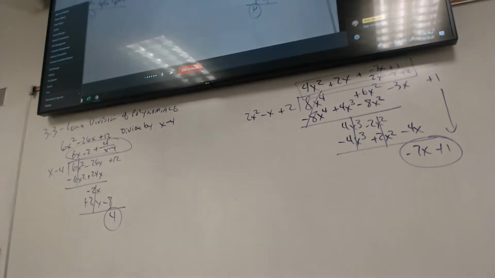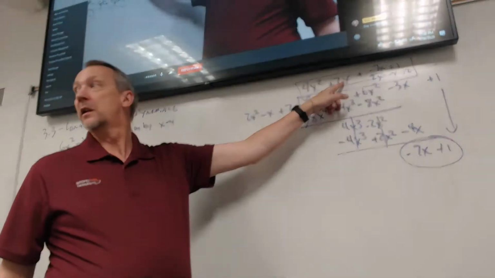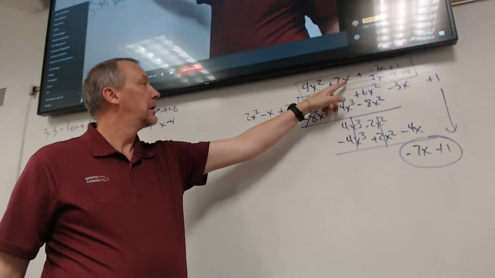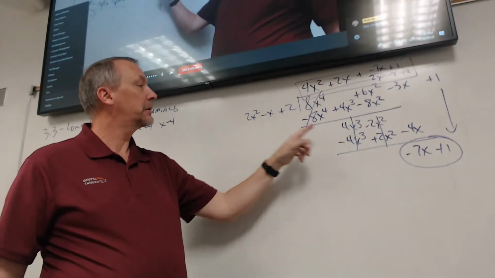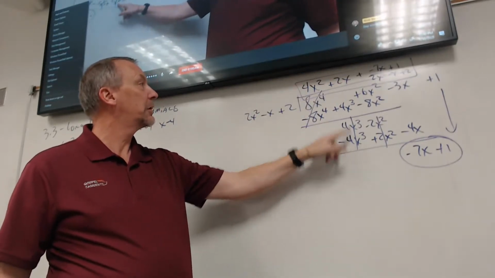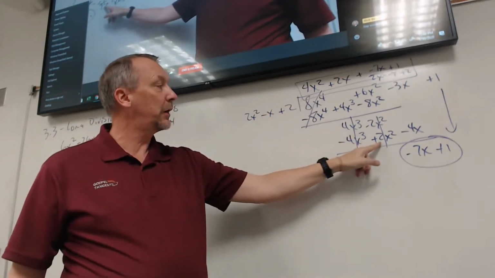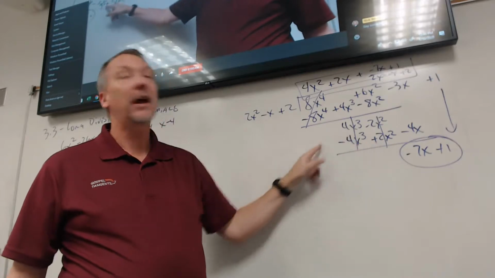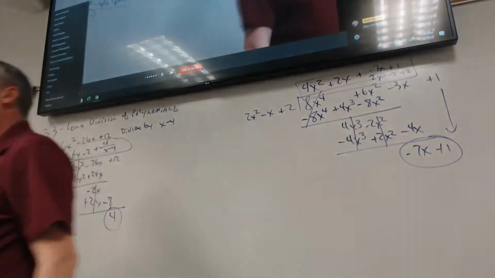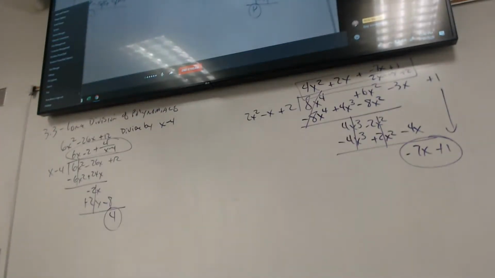Yes, this one here, dividing by the negative x. So that would be 2x squared times 2x squared is positive 4x cubed. 2x times negative x is negative 2x squared. And then I'm going to change my signs when I subtract. This is going to help us factor, by the way.